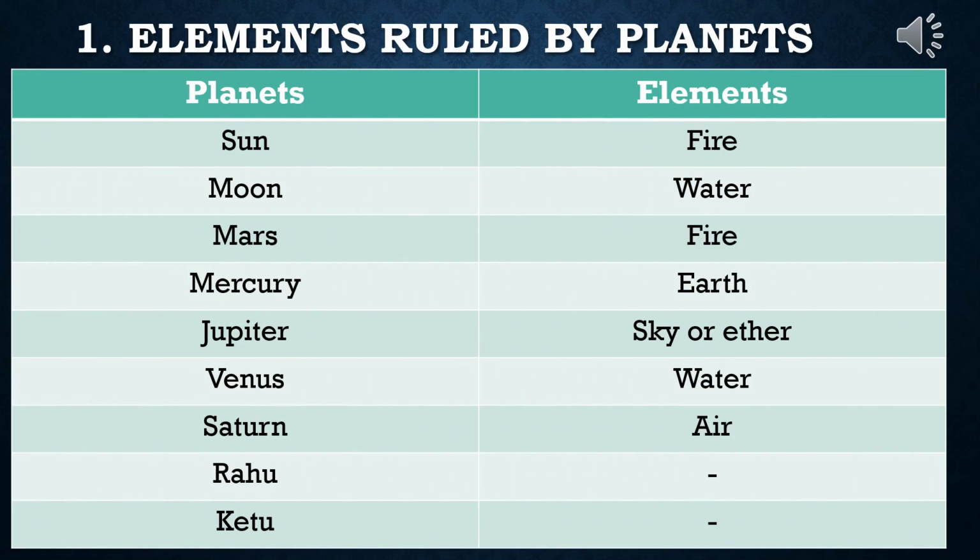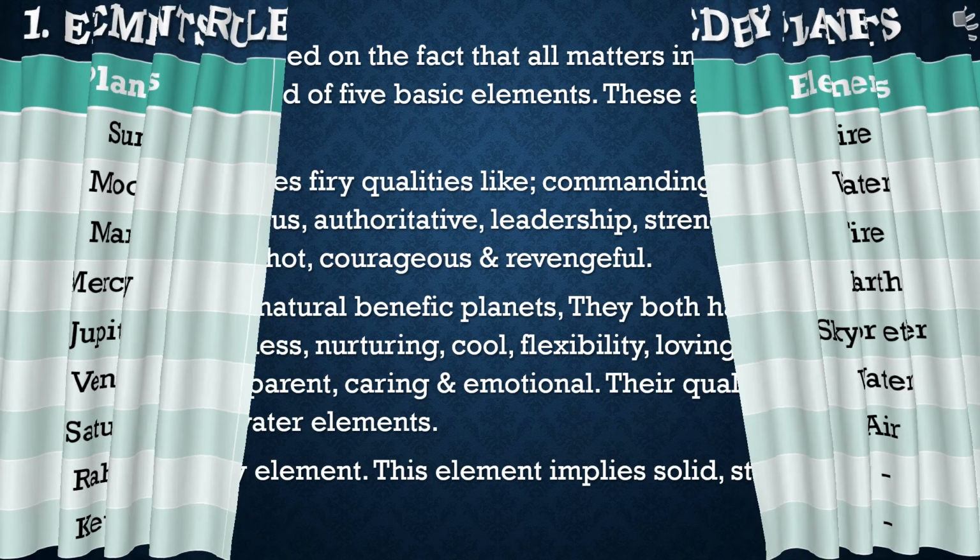Number 1. Elements ruled by planets. Sun represents fire element. Moon represents water element. Mars represents fire element. Mercury rules earth element. Jupiter rules sky or ether. Venus rules water. Saturn rules air element, and no element is assigned to Rahu and Ketu.